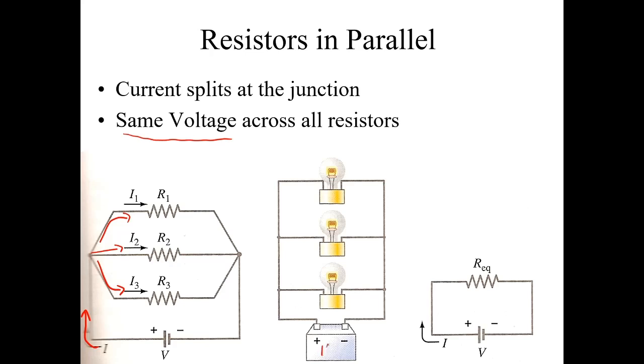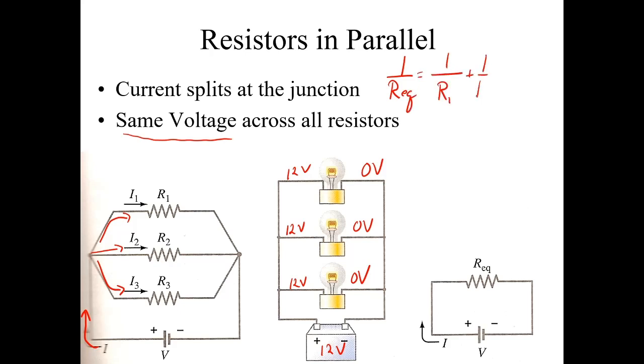So if this is a 12-volt battery, it's 12 volts here, 12 volts here, 12 volts here, 0 volts, 0 volts, and 0 volts over there. There's a 12-volt drop. Now, to get the equivalent resistance, we need the reciprocal formula.